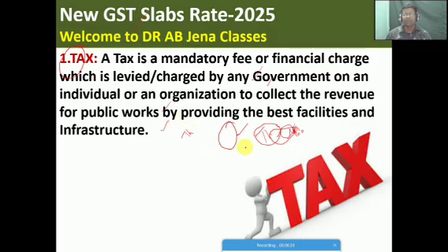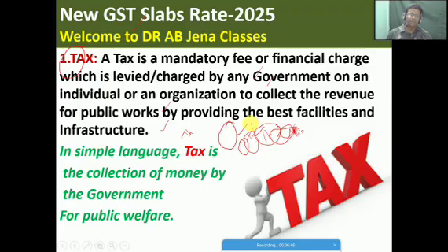So friends, we are all taxpayers, maybe income taxpayers, or indirect taxpayers or GST taxpayers. All of us are taxpayers to the government. In simple language, what is GST tax? Tax is the collection of money by the government for public welfare.